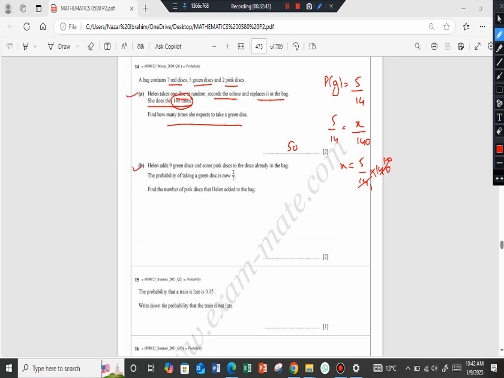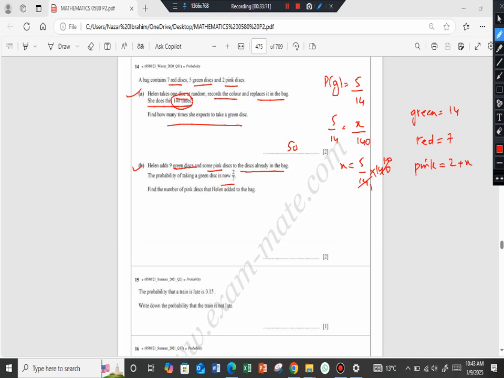Okay, second part: Helen adds 9 green discs and some pink discs to the discs already in the bag. So now the total green discs are 9 plus 5, 14. Red discs are 7, and the pink discs are the added ones, so 2 plus x. 2 were already there and x is the number of pink discs which are added. The probability of taking a green disc is now 2 upon 7.